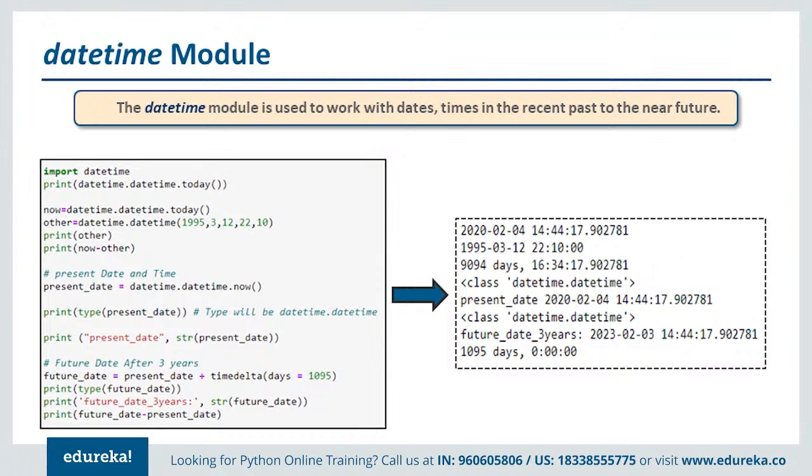And when I use the str statement here to see what the future date is going to be, you can see that the future date is printed as 3rd Feb 2023. So you can see that I have added 1095 days, which is close to 3 years, and I also get a particular time there. Now, if I want to check the difference, again, I can do a subtraction of the future date and the present date here.